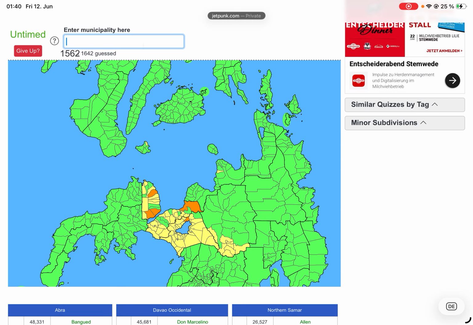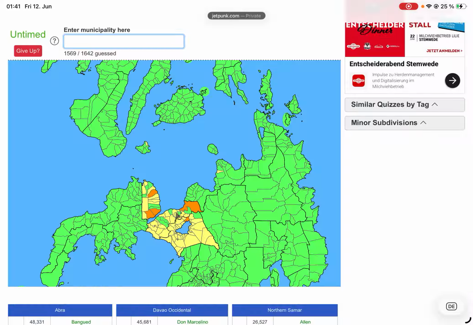They want it with a C again. Pangan Tukan. Then this one is Kalingalan. No, it's not Kalingalan. Kalilangan. This one is Kadingilan. Then we have Damulog in the south, Kibawe, Kitautau, Dankagan, and Don Carlos.